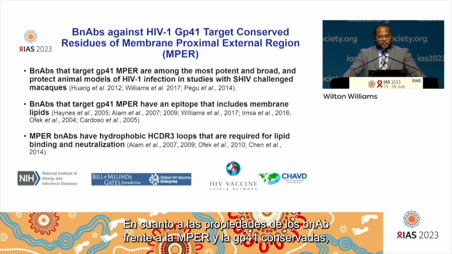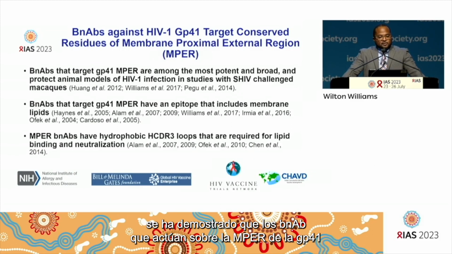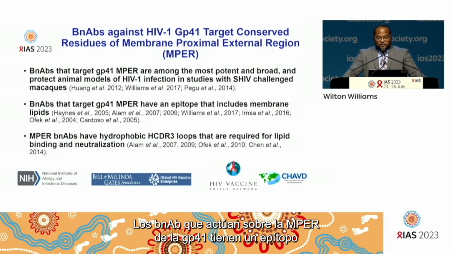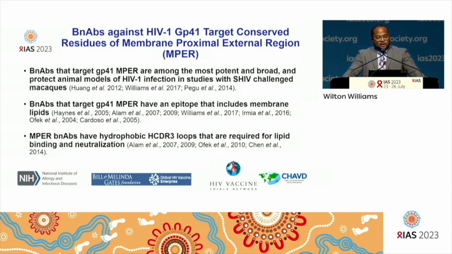In terms of the properties of bNAbs against the conserved MPER on GP41, previous studies have shown that bNAbs that target GP41 MPER are among the most potent and broad, and protect animal models of HIV-1 infection in studies with SHIV-challenged macaques. bNAbs that target GP41 MPER have an epitope that includes membrane lipids, as I alluded to in the previous slide, and MPER bNAbs have hydrophobic HCDR3 loops that are required for lipid binding and neutralization, and I'll get back to this point at the end of my talk.